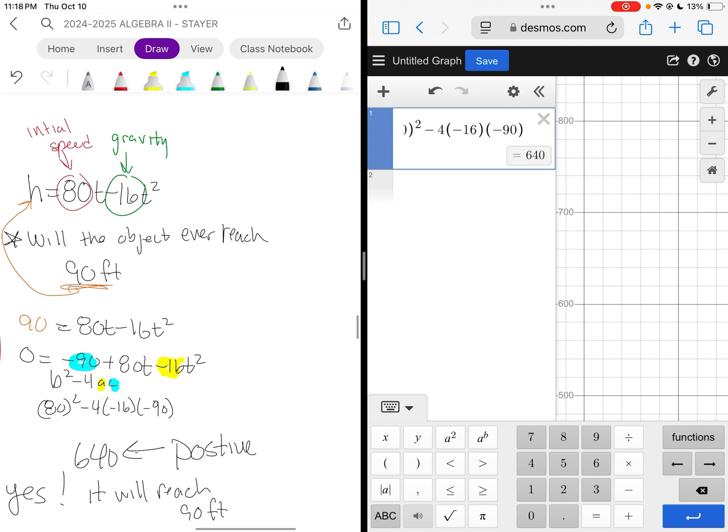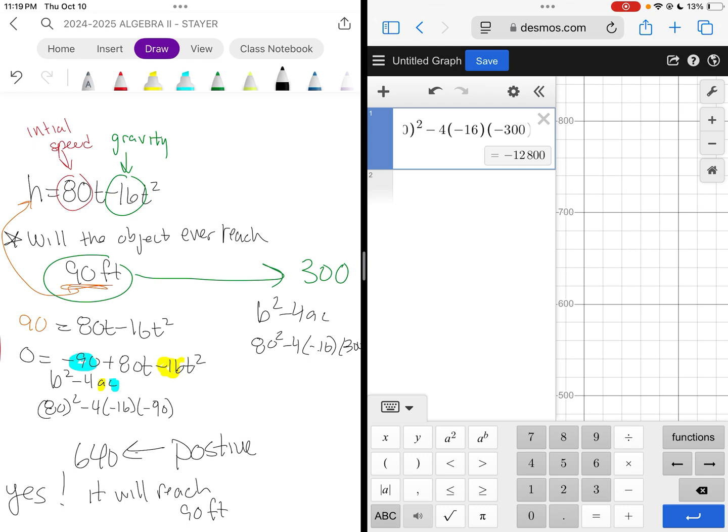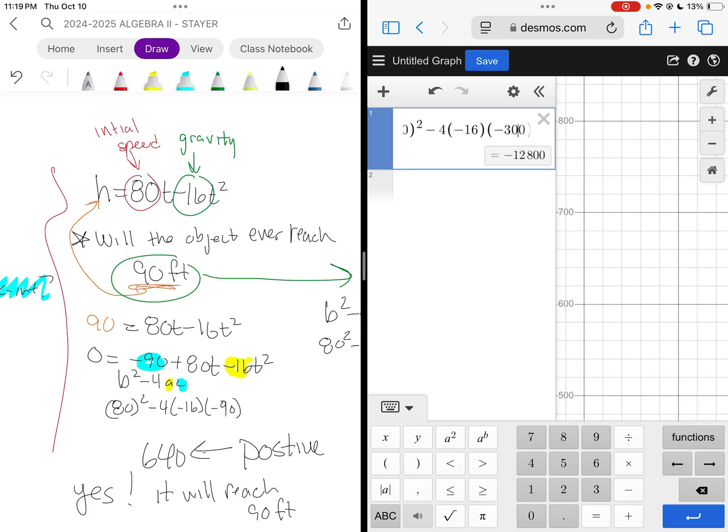So we could have even seen a different problem, and maybe instead of 90 feet, maybe it was 300 feet. And notice that my problem would have looked a lot different. B squared minus 4ac. It would still have been 80 squared minus 4 times negative 16. But this time it's times 300. And in fact, it would be negative 300 if we're switching things over. So let's just go ahead and throw that in there. See how my answer is negative now? It wouldn't get to 300 feet, but it would reach 90. So these are some problems that we're going to see here just using that initial velocity.